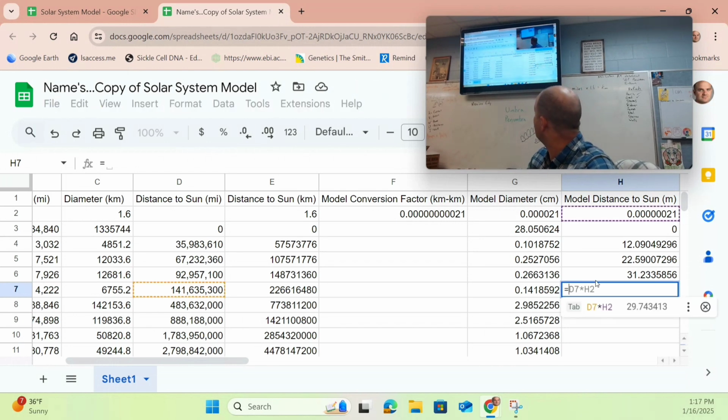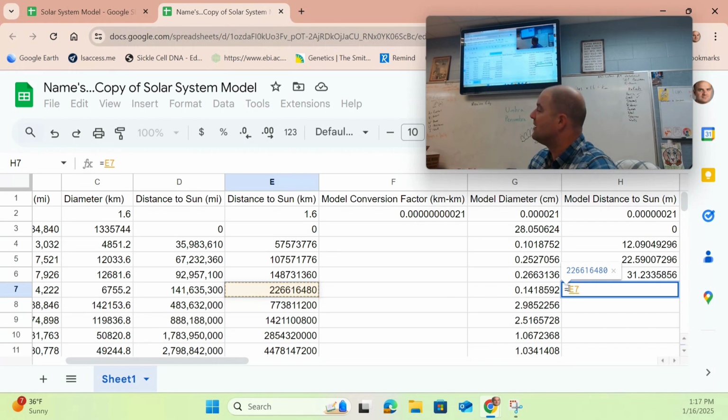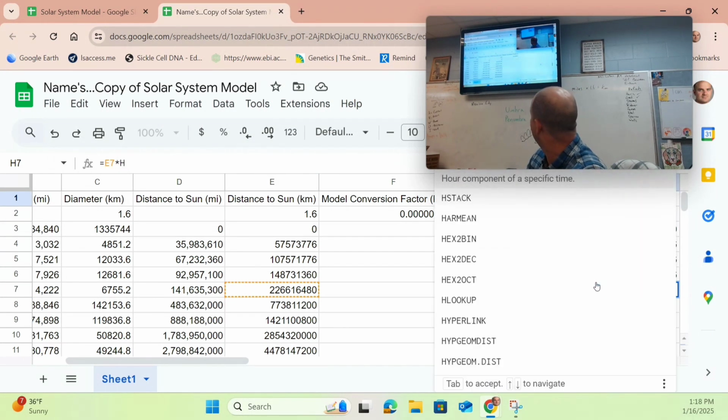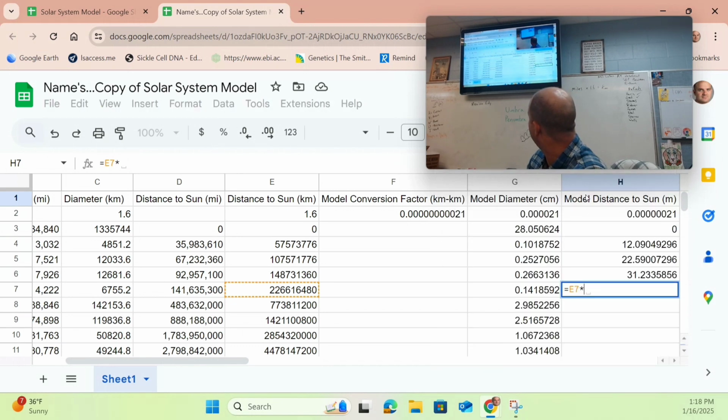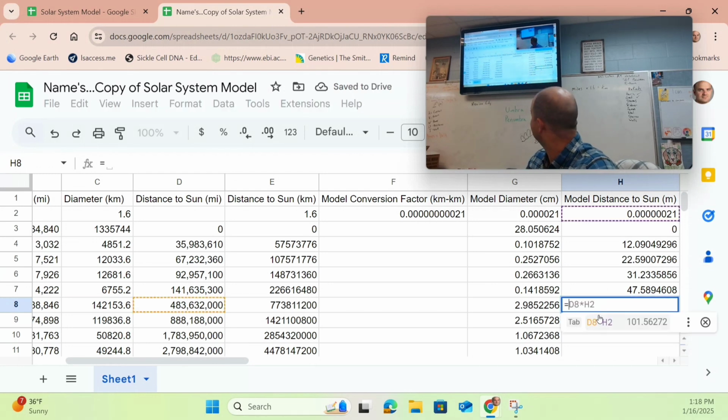So I'm going to say equals, and I'm not, no, I need distance to sun in kilometers times our fancy conversion factor. Whoops, no. There we go. I'm done. There we go. Y'all are finishing up? Oh, look, it's trying to do it again. It's like, hey, you want? No, I don't want that. It does that for like the rest of the time.